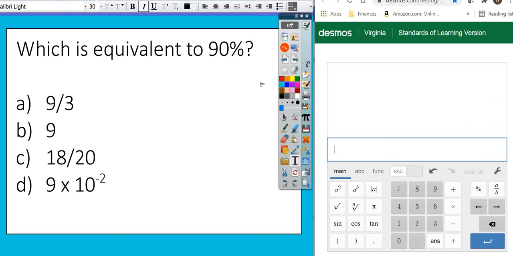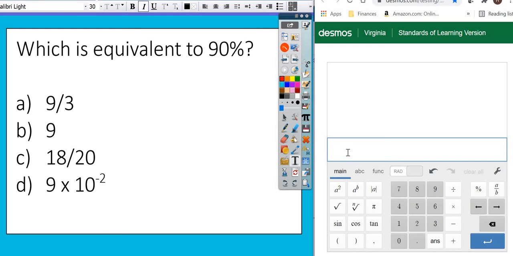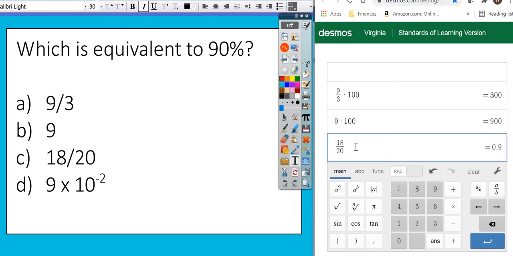All right, we're going to go into the third review, and we're going to be using Desmos a lot. That's our major tool here, so everybody needs to be using it. This says which is equivalent, and equivalent means the same as or equal to 90%. Well, if this is a percent and none of these numbers are, we know immediately that we're going to have to convert them all to a percentage, which means we have to multiply each one by 100. So let's put them all in the calculator so we can look at all of them at the same time.